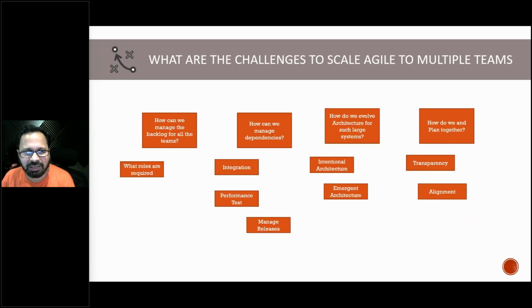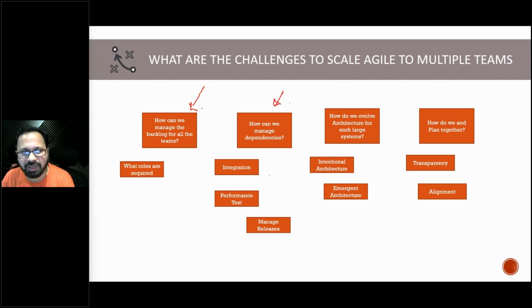So fundamentally, the challenges are nothing but we need to have a right backlog. Okay, so we need to have a backlog. How do we manage the backlog for all the teams? Who manages the backlog? Who will prepare the roadmap? Who will set the vision? How do we manage the dependencies?